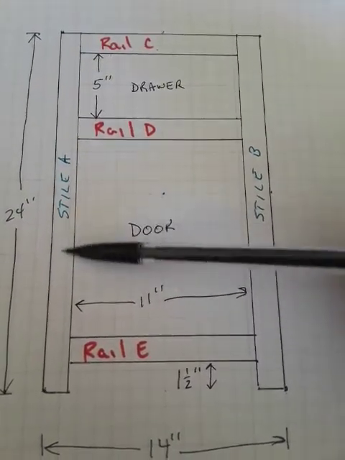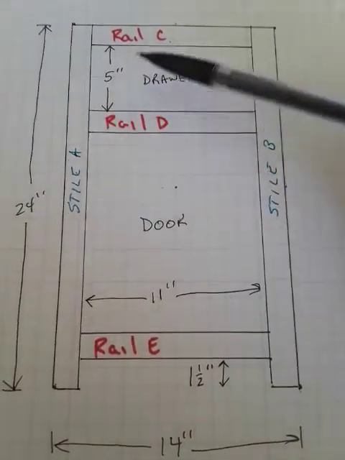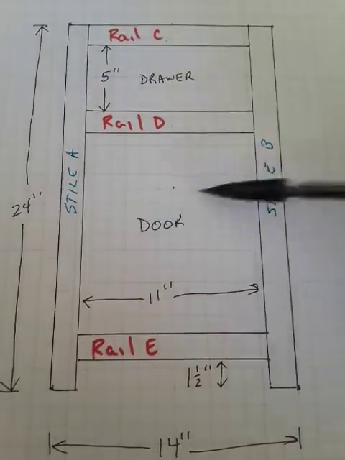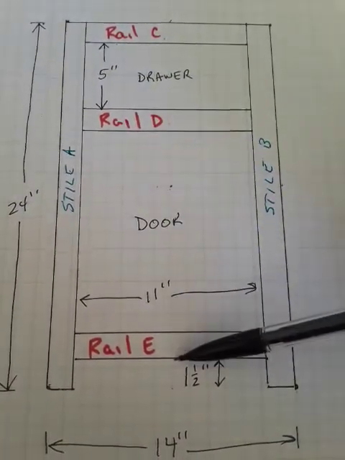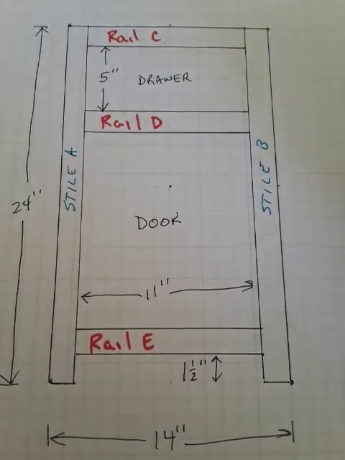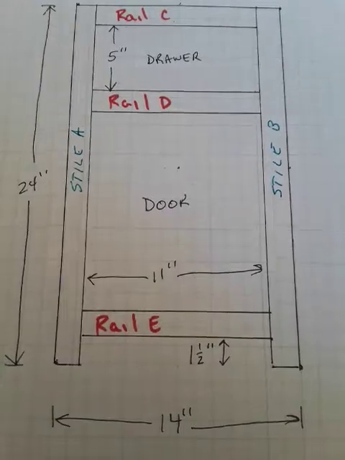Okay, these vertical members, style A we're going to call that, and then style B. So A, B, I usually have the stiles go in sequence here, and then rail C, D, and E. What we're going to do next here is create a parts list, but why don't you get caught up on this labeling, and then we'll move on.